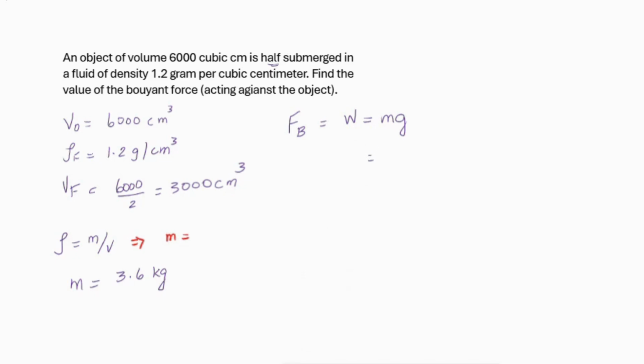So you're going to get 3.6, the mass, multiplied by 10 or 9.8 for the acceleration due to gravity. And that's going to be 36 newtons. The buoyant force is 36 newtons.